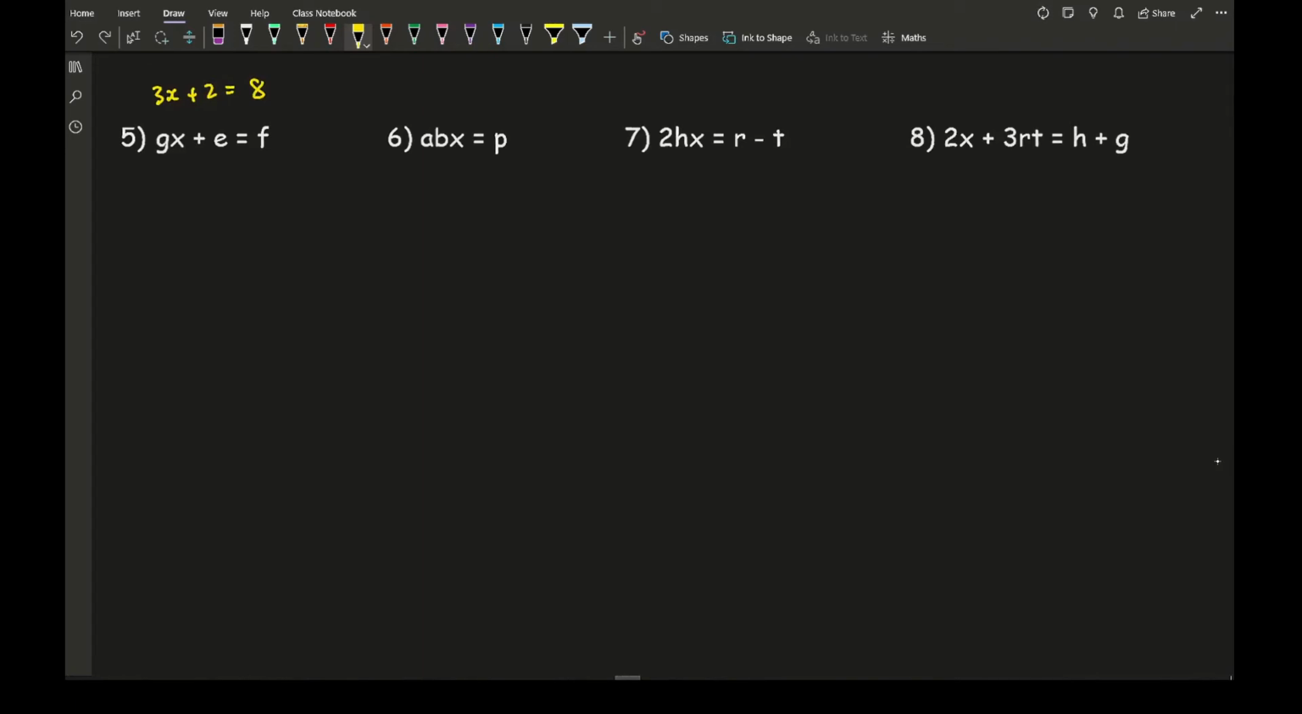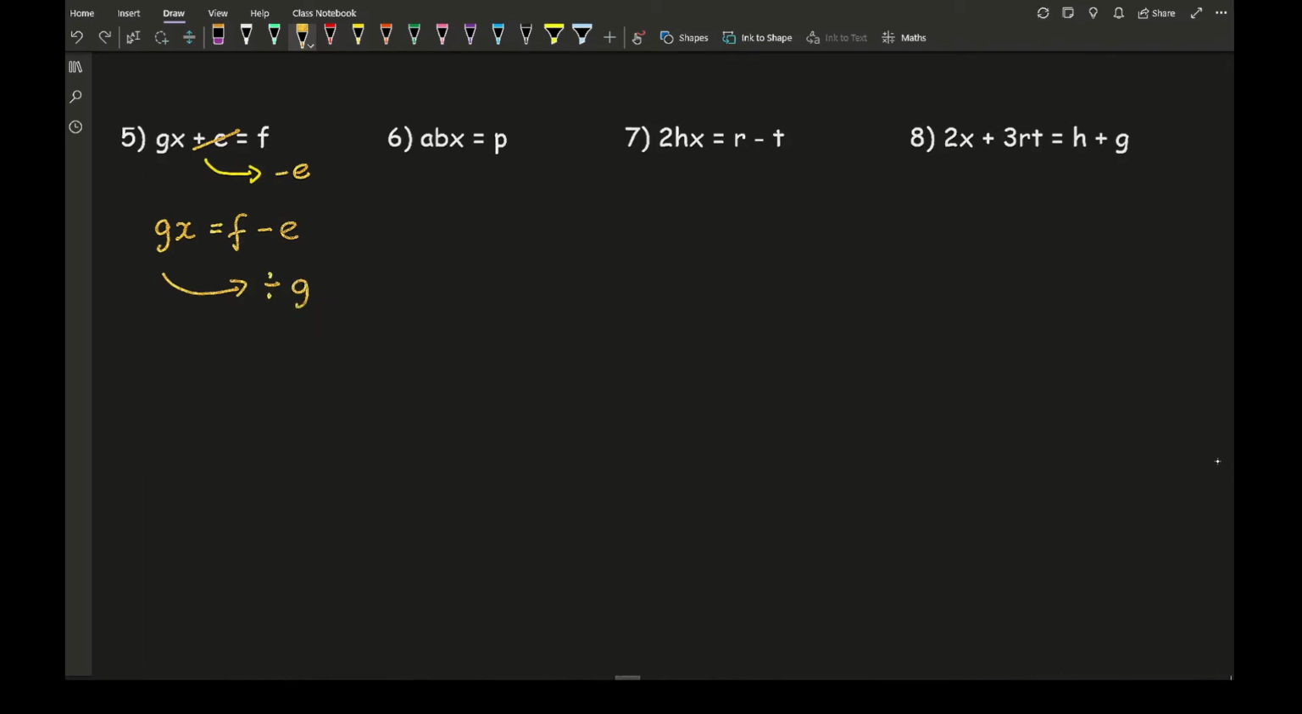So in this, what we're going to do is get rid of the e first. So how do we get rid of that e? Well, what's the e doing? It's adding. So to get rid of it, we need to do the opposite. So I'm going to subtract e. What I'm left with is gx equals f minus e. Now here I need to get rid of this g. So what's the g doing? It's multiplying. So the opposite would be to divide by g.